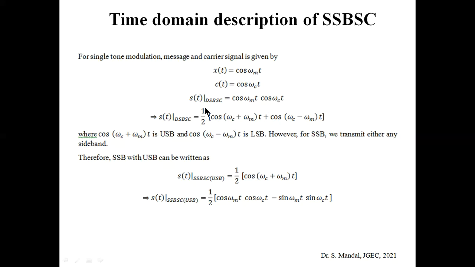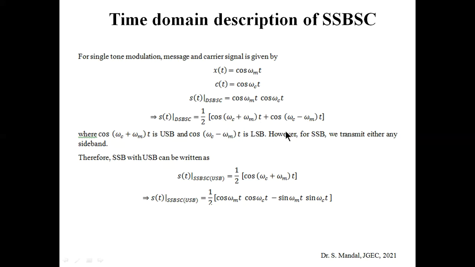It can be expressed in terms of higher frequency component and lower frequency component. That means it is easily expressed in terms of cos (omega c plus omega m)t plus cos (omega c minus omega m)t. You can clearly see that omega c plus omega m is the higher frequency component, which indicates the USB, and omega c minus omega m denotes the lower frequency component, which is the LSB. So this term is respective to the USB, and this term is respective to the LSB.